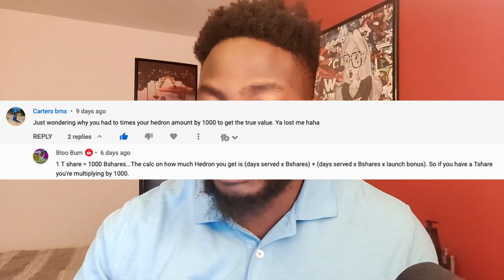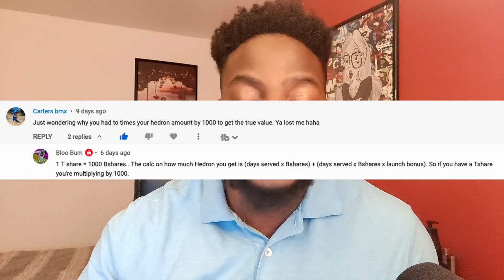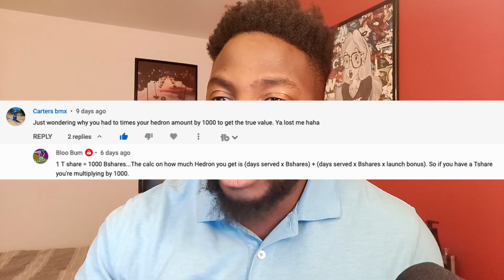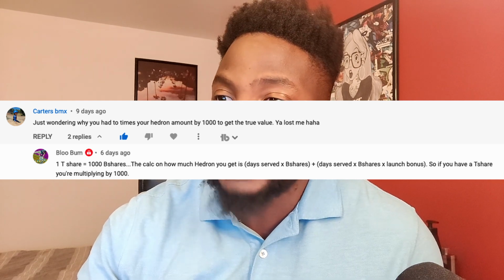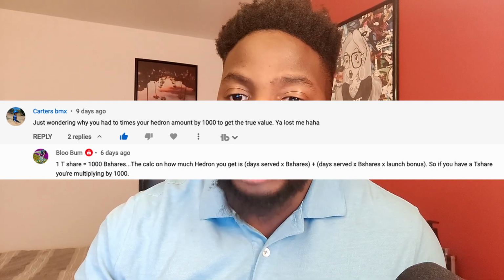And then Blue Bum responds that 1 T share equals 1,000 B shares. T share means trillion shares. B share means billion shares. The calc on how much HEX you get: days served times B shares plus days served times B shares times launch bonus. So if you have a T share, you're multiplying by 1,000. T shares and B shares are amazing. If you're kind of confused about that, watch my video on HEX.